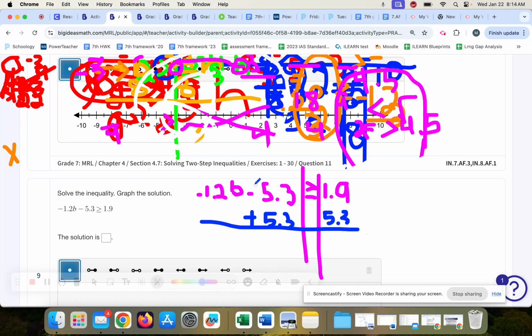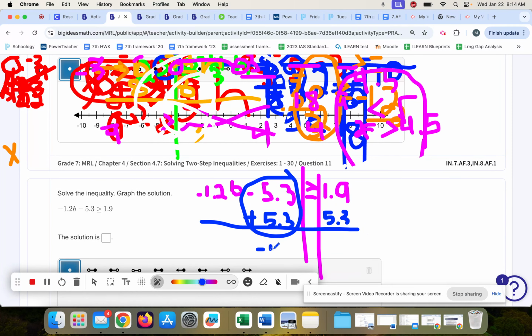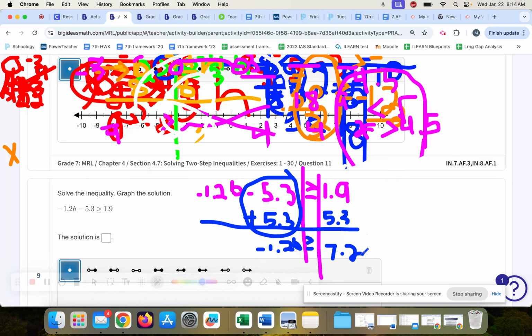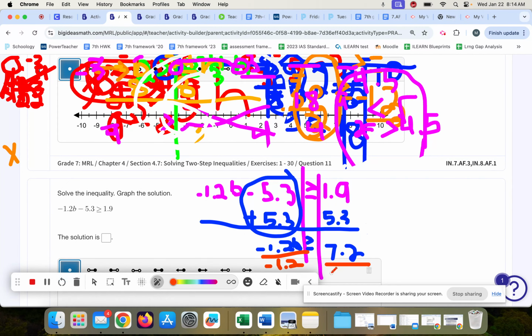So, rewrote it. Instead of subtracting 5.3, you're going to add it. That cancels this guy out, makes it go to 0. Have a -1.2b greater than or equal to 567.2, looks like our total here. Okay, so then instead of multiplying b by -1.2, we're going to divide by -1.2.